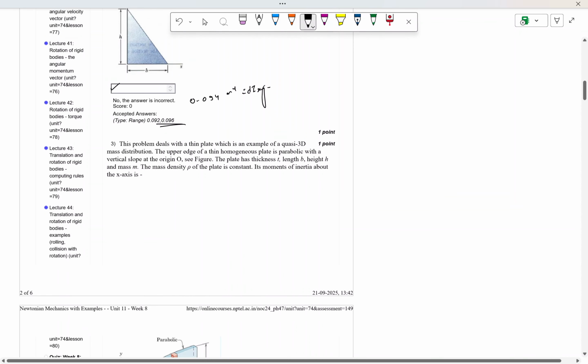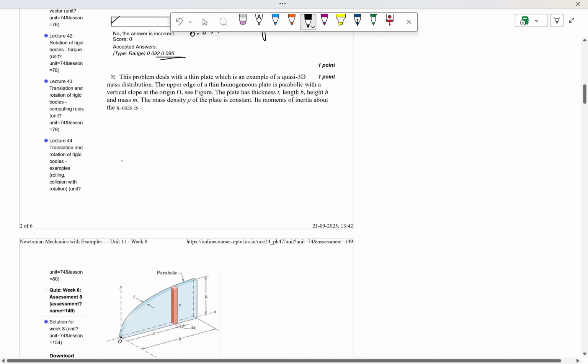Now third problem. It is saying that the problem deals with a thin plate, which is an example of quasi 3D mass distribution. The upper edge of a thin homogeneous plate is parabolic with a vertical slope at origin O. See the figure. The plate has thickness T, length B, height H, and mass M. The mass density rho of the plate is constant. Its moment of inertia about x-axis will be how much?